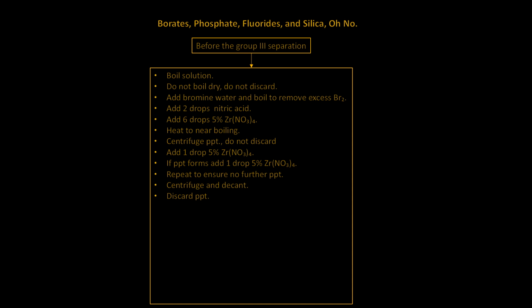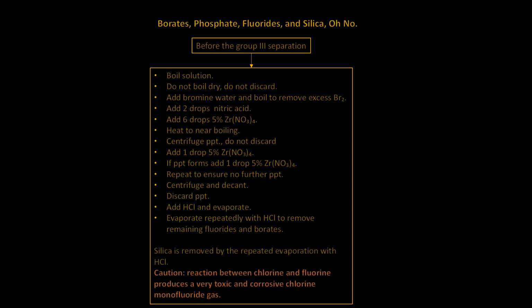As for the borates and fluorides, they will combine with the group 4 and 5 elements. These complexes are insoluble, not soluble in ammonia solution. Repeated evaporation of the precipitate with hydrochloric acid will volatilize the borates and fluorides. It also eliminates the silica. Once removed, continue with the group 3 process.